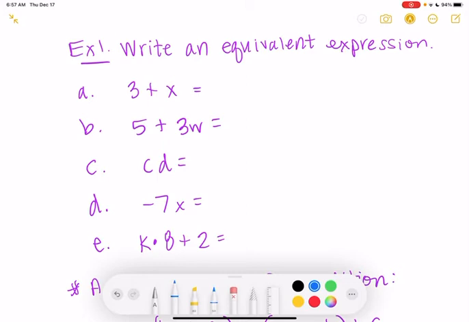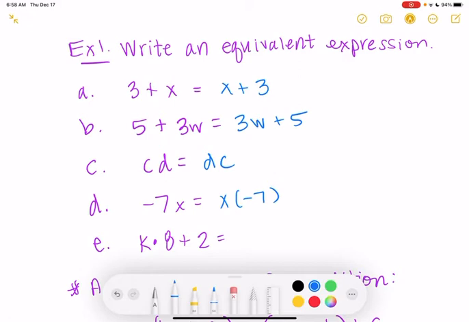All right, so 3 plus x would be the same as x plus 3. 5 plus 3w, an equivalent expression would be 3w plus 5. C times d, we could have d times c. A negative 7 times x, we could have x times negative 7.